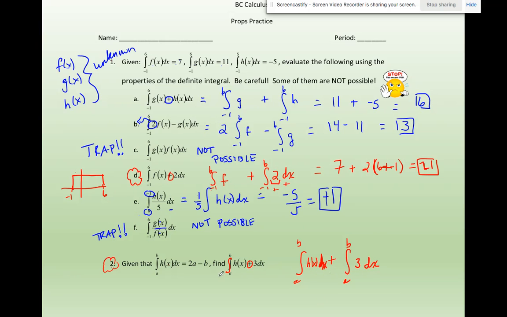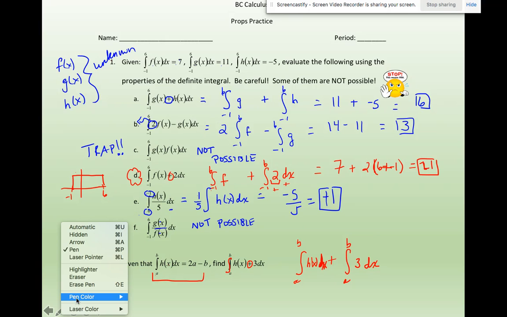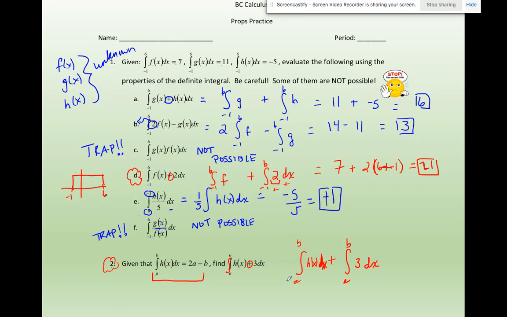Well, you know what this is, right? The integral from a to b of h of x is 2a minus b. So this part is 2a minus b. And then you need to add, think back to what you did up here.